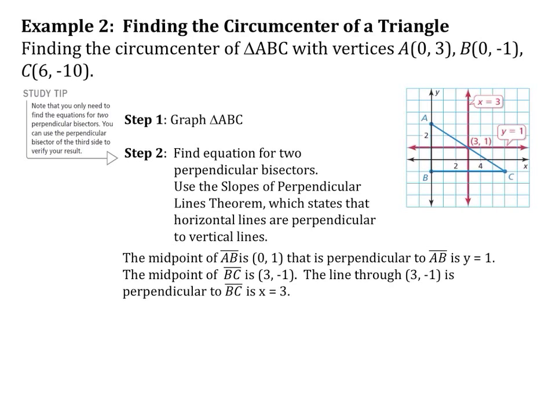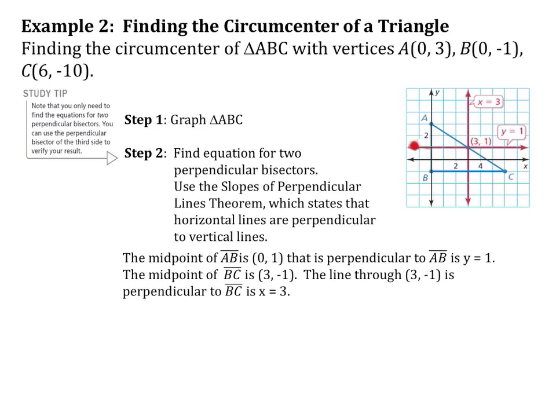And just a study tip, note that you only need to find the equations for two of the perpendicular bisectors. You can use the perpendicular bisector of the third side to verify your results, but once you have at least two perpendicular bisectors, that's really all you need to actually find the circumcenter. The third one would be fine to verify, but it's not absolutely necessary. So after completing step 2, we see that for our right triangle, we have a horizontal line and a vertical line that are intersecting at a common point, which is (3, 1). So the equation of this vertical line is x = 3.